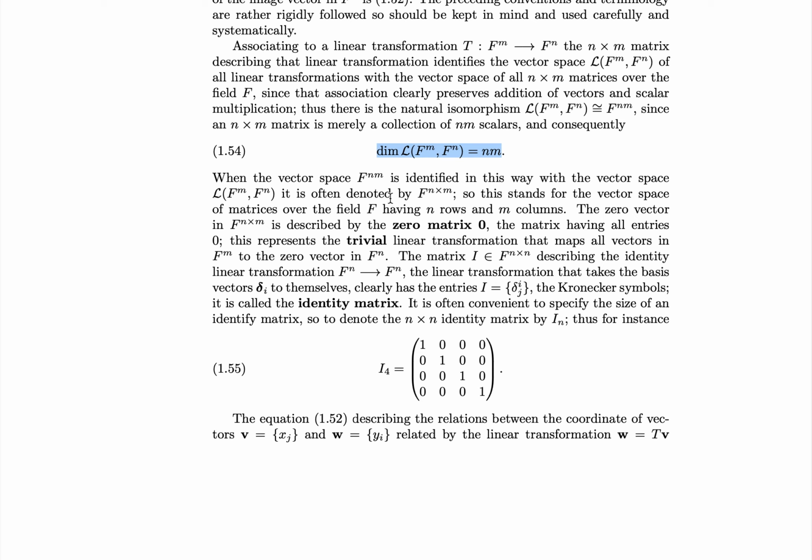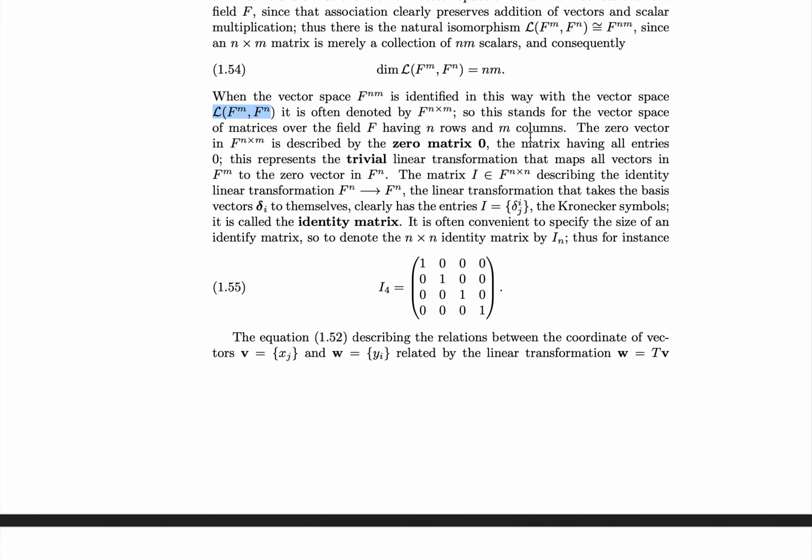When you do this, you often denote this as F^(n×m), because you want to be clear that you're using matrices, since you sometimes write the side lengths of the matrix. You can say it has size n by m. This is just to be clear that you're considering matrices as representations of the set of linear transformations. This stands for the vector space of matrices over the field F having n rows and m columns. That's one way of considering the size of the matrix.